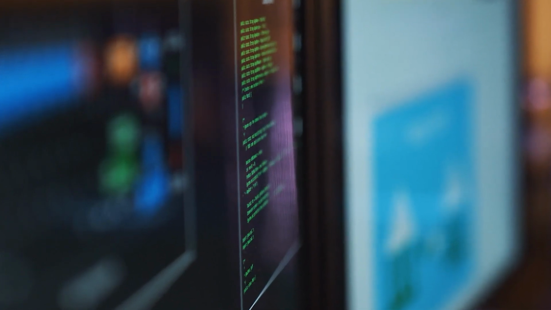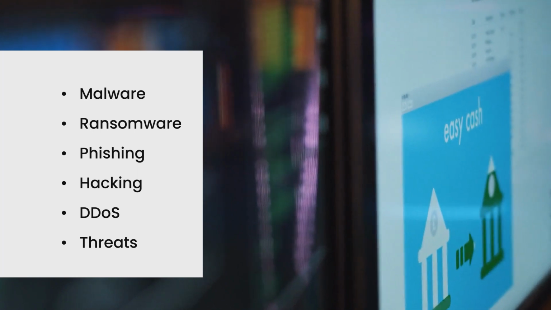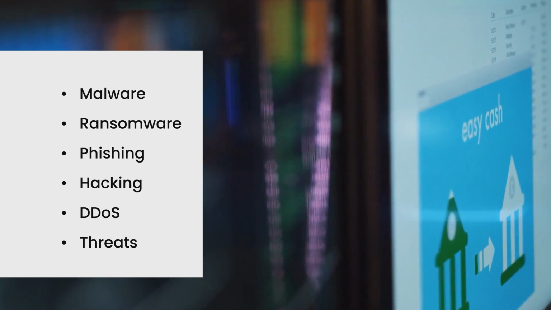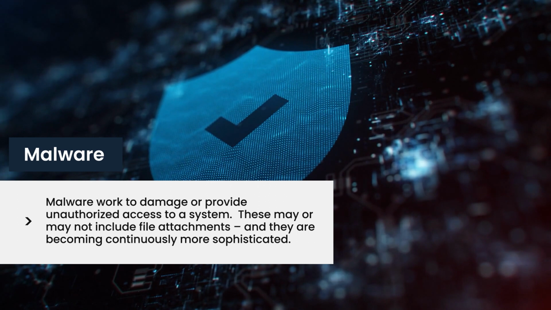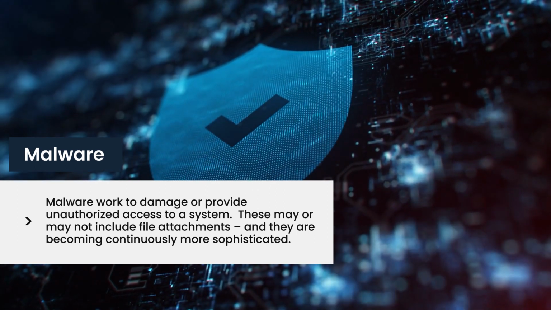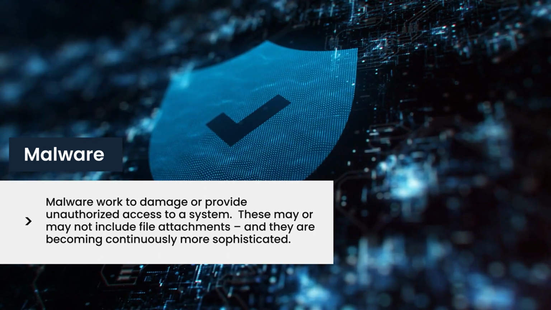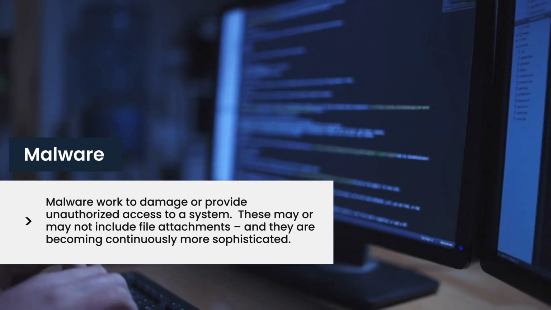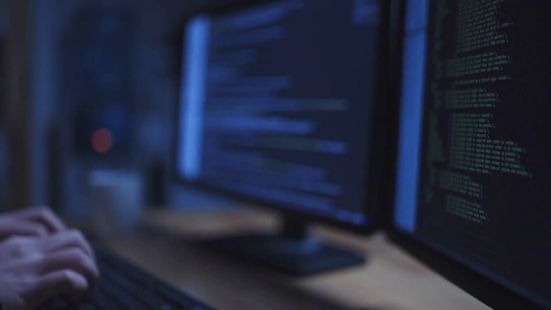So, what are the main types of cyber threats your organization is likely to face? Some of the most common threats include malware, ransomware, phishing, hacking, distributed denial of service, and even threats from on-site personnel. Let's briefly discuss each of these. Malware, short for malicious software, can come in the form of a virus, worm, or similar code, primarily aimed at causing damage or providing unauthorized access to a system. These may or may not include file attachments, and they're becoming continuously more sophisticated.